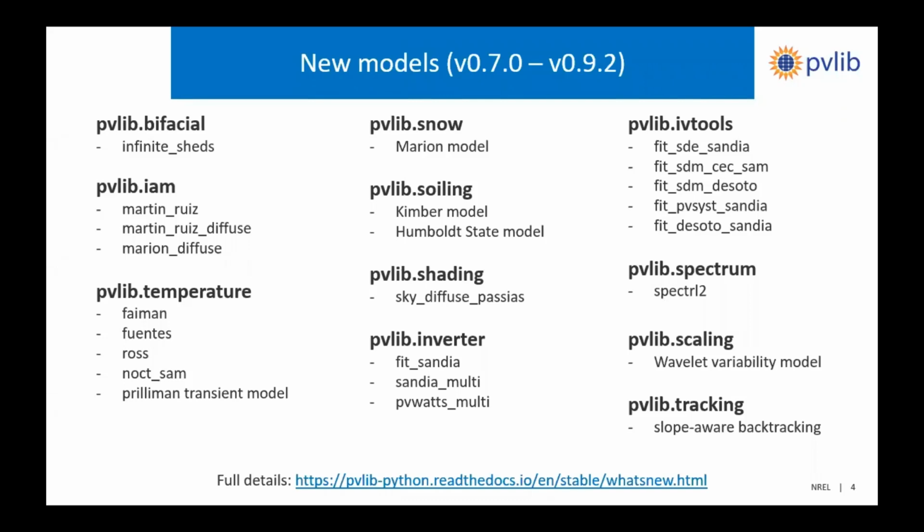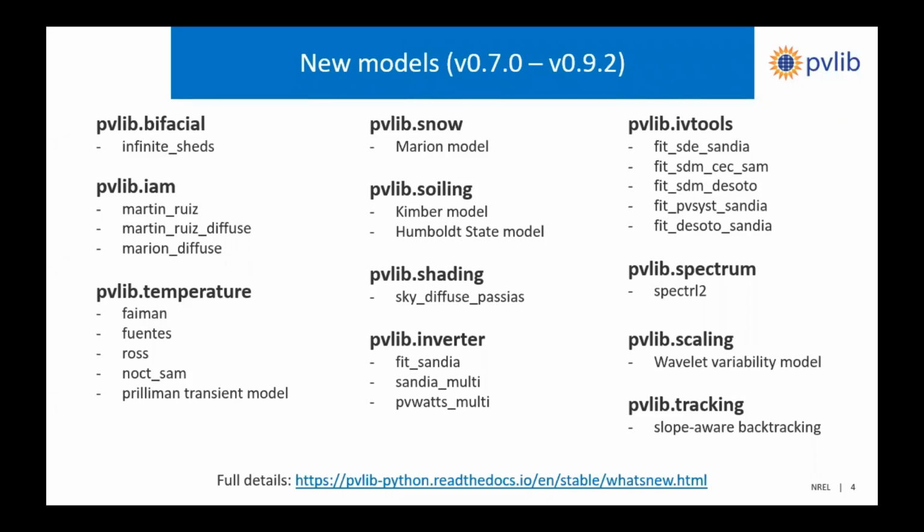A handful of new cell and module temperature models, including some notably that include thermal transients. And so if you're modeling at 1 minute or 5 minute scales, for example, the thermal inertia of your module starts to come into play, and the traditional steady state model doesn't really do that great of a job. So we have some new models there, which is really exciting.